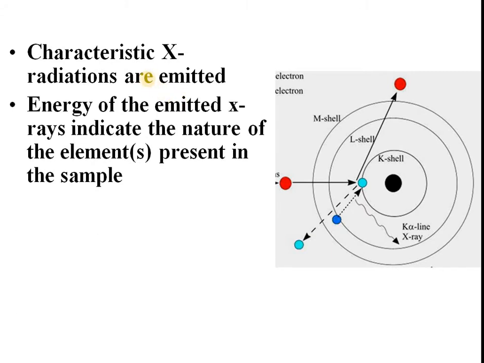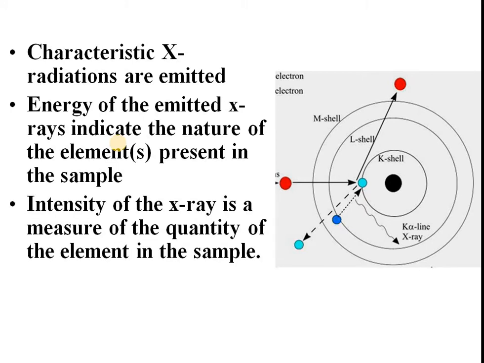The energy of the emitted X-rays indicates the nature of the elements present in the sample. That is the uniqueness. That X-ray energy can only be emitted by that particular element; no other element other than iron, for example, can emit that particular energy. So you can say this is a signature or a fingerprint of that particular atom. In that way we can detect the presence of a particular atom in a sample. And of course, the intensity of the X-ray is a measure of the quantity of the element. The more of that element in the sample, the higher the intensity of the X-ray.